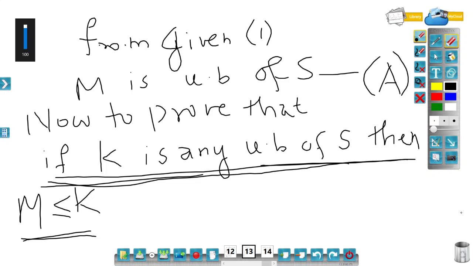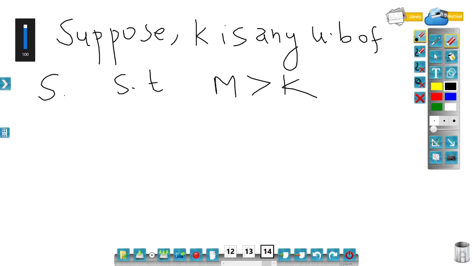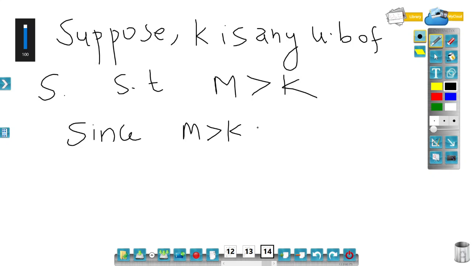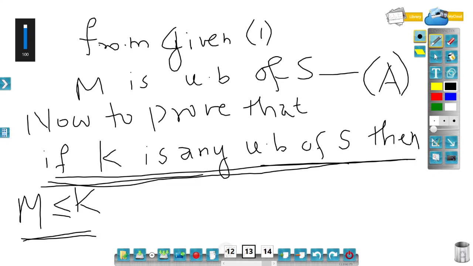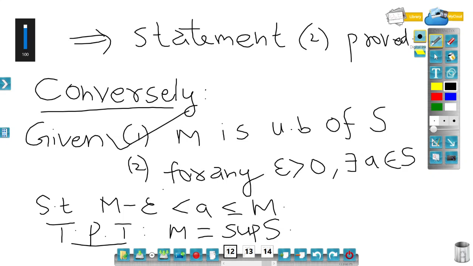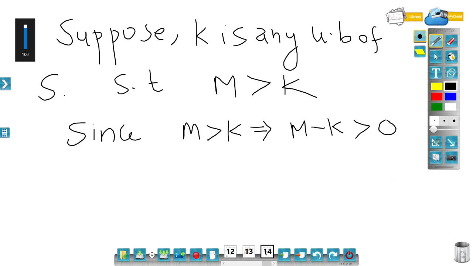So I have assumed that if k is any upper bound of S, then m is strictly greater than k. If I assume this, then I should get a contradiction. Since m is greater than k, this would imply m minus k is greater than 0, right? And if you remember, in the given, the second part says that for any epsilon greater than 0, there exists a belongs to S such that m minus epsilon is less than a, less than or equal to m. So you take any positive real number. What I will do is take epsilon equal to m minus k, because it is greater than 0.